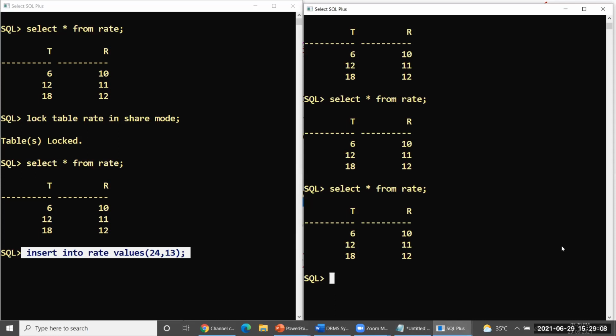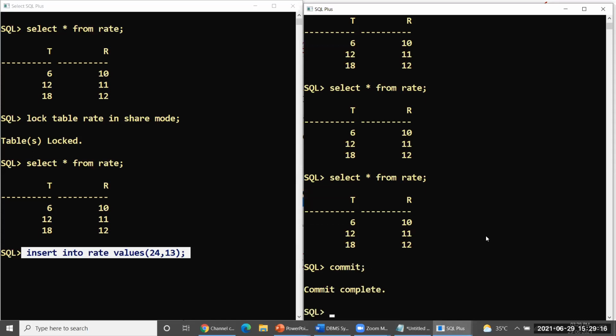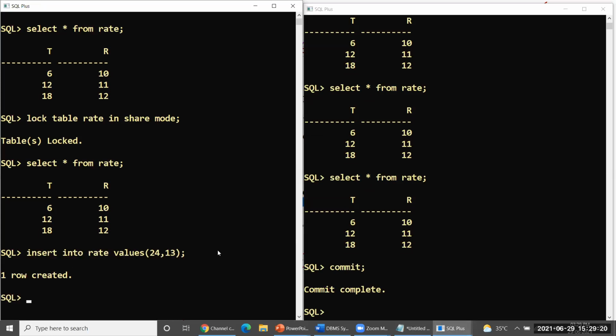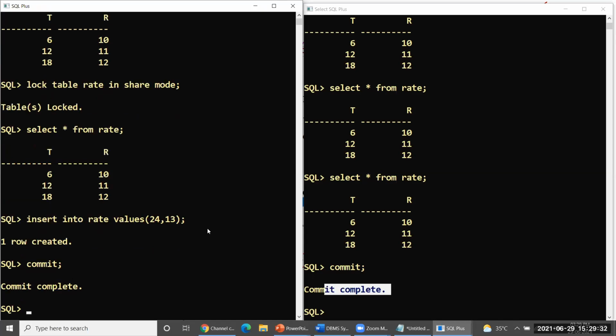So let me operate this one here. Commit, in the sense, obviously every lock will be released here. So look at this, commit. Now you can see one row has been created successfully. After the second person operates commit, then the deadlock will be released. Okay, then here also apply commit one more time. So no lock is there for the two users.